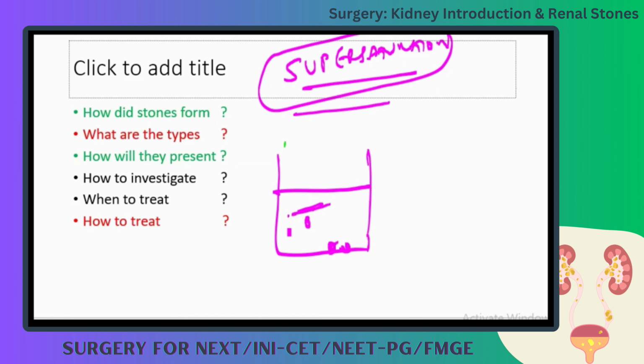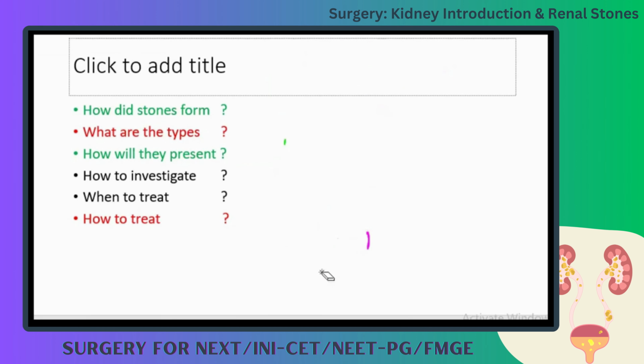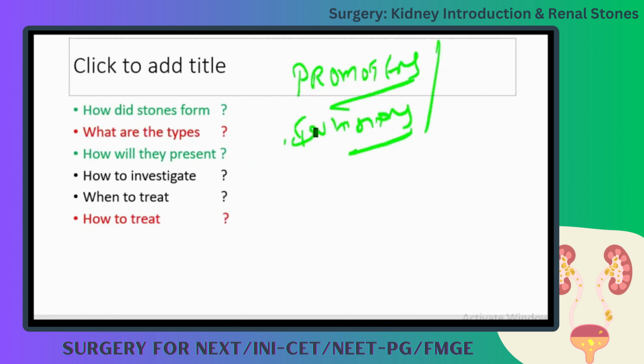Okay. Apart from that, supersaturation is one thing, and the other thing is there are certain substances called promoters and inhibitors. What are these promoters and what are these inhibitors? Can anybody tell me one promoter? It promotes stone formation.